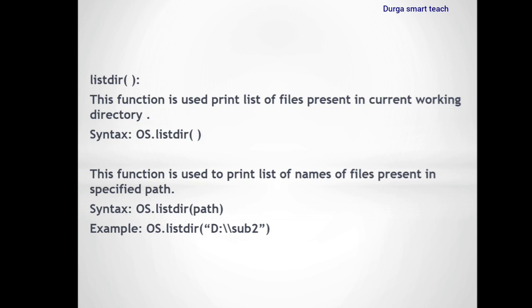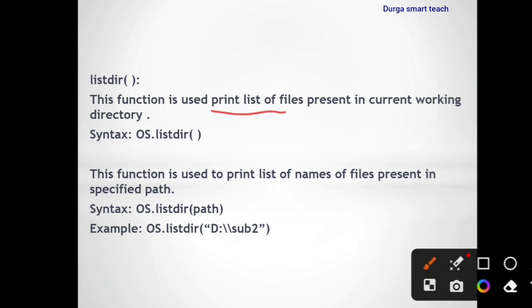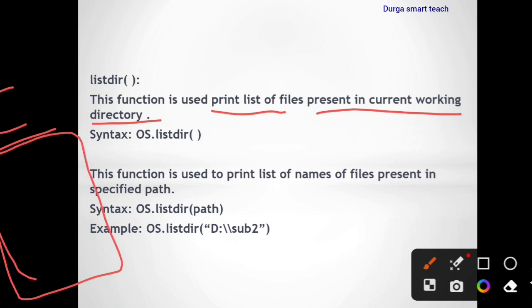The next function is listdir. If you want to know the list of directories, this function is used to print the list of files present in the current working directory. For example, if you are working in the C directory, the files in the C directory will be listed by using listdir. So inside one directory, what are the files that will be shown by using os.listdir. The listdir function is used to print the list of files.